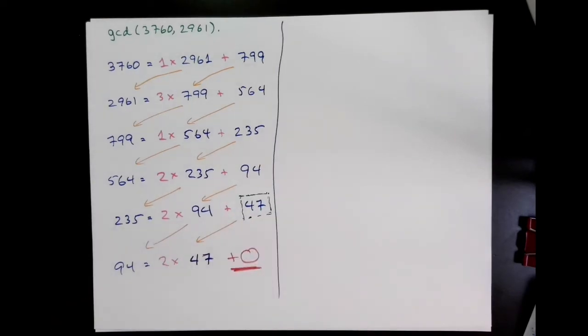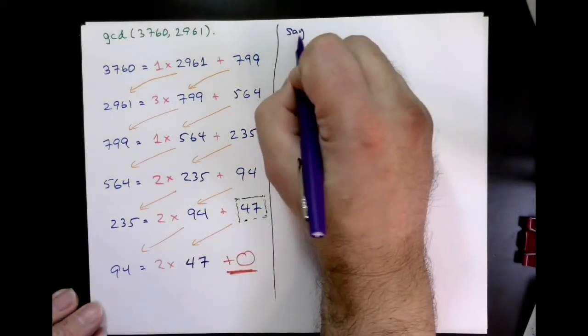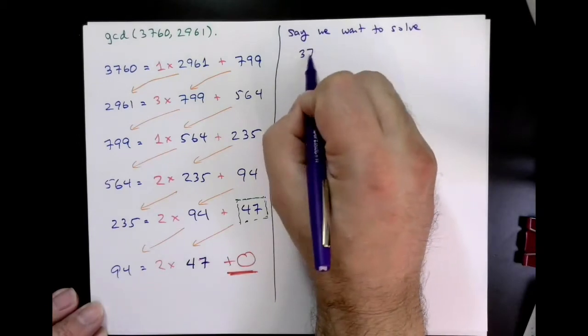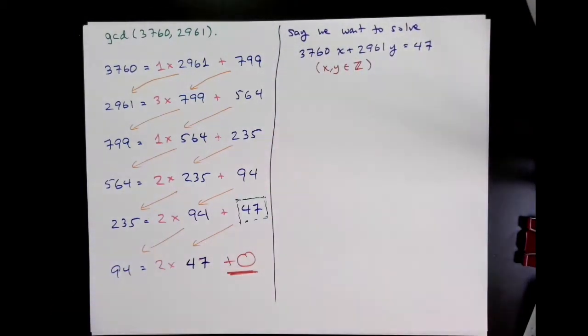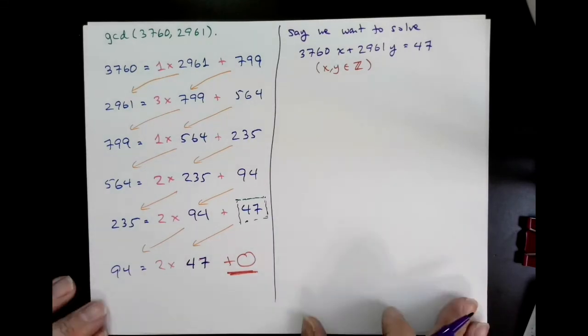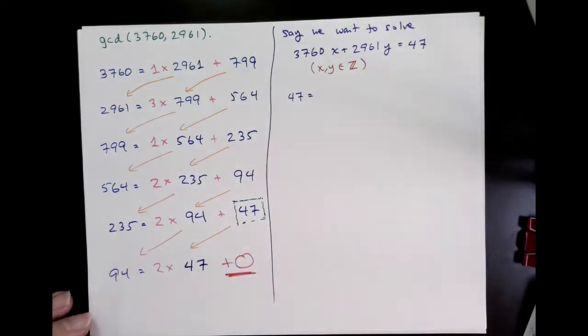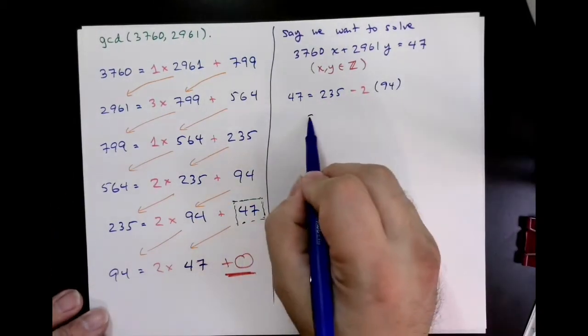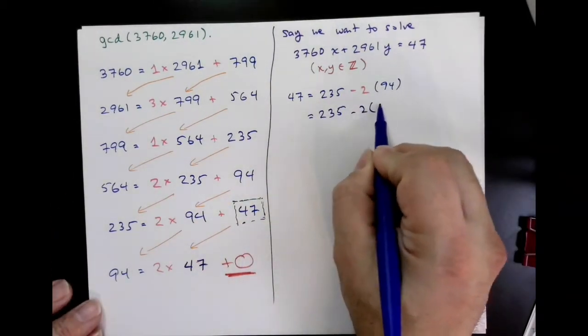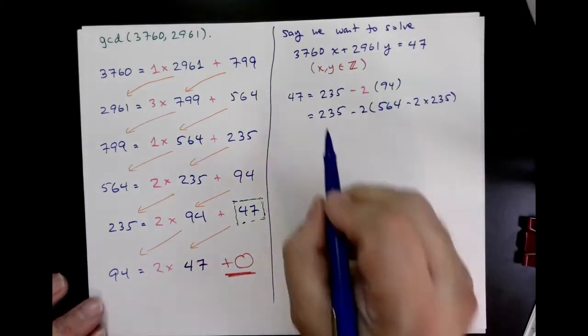Okay, so now let's go back to the original question we posed at the top of the video. Can we solve the following equation? 3760x plus 2961y equals 47. And remember, we want to solve this for integers x and y. It turns out we can solve this equation, and we can obtain the solution by reusing the information we've already computed.